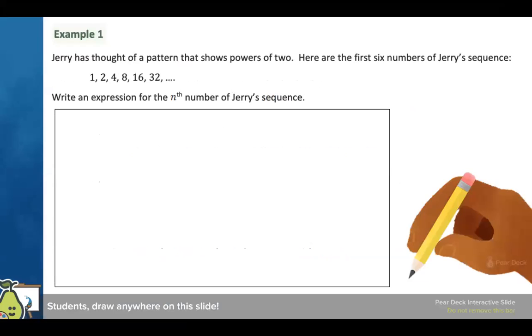Jerry thought of a pattern to show powers of 2. And a power is another way of saying an exponent. So here are a list of 6 numbers in Jerry's sequence. 1, 2, 4, 8, 16, 32. So this one is trickier to write an expression for, because it's clearly not just adding a number each time or multiplying. So we have to think about, again, a power of 2. So think about how we could write this if we're using exponents or powers.